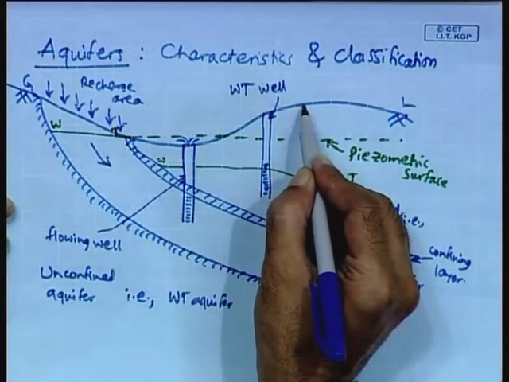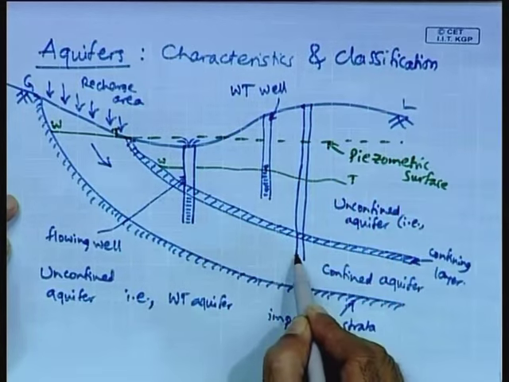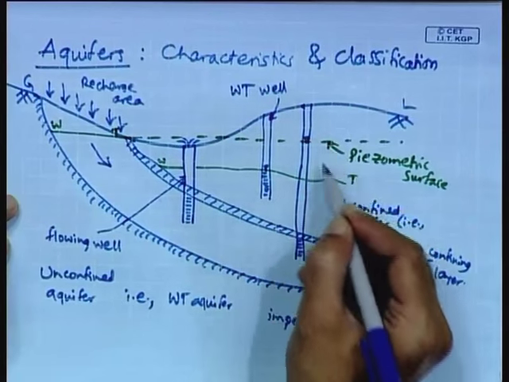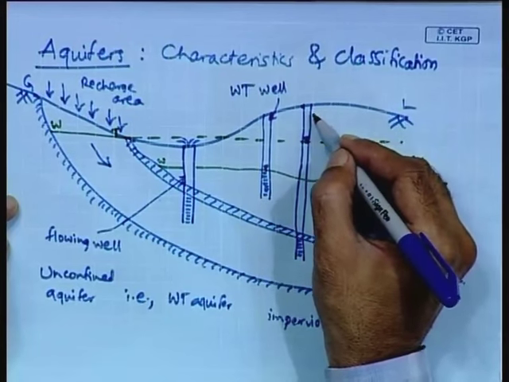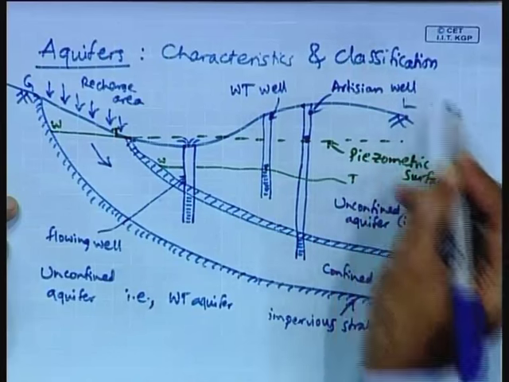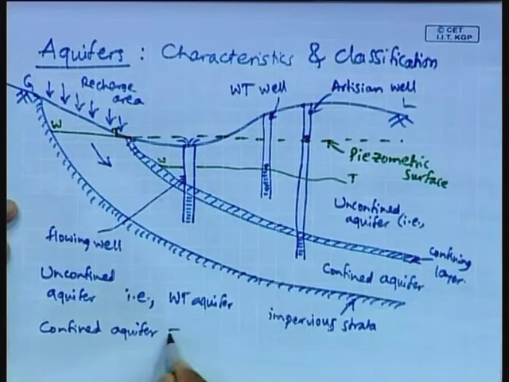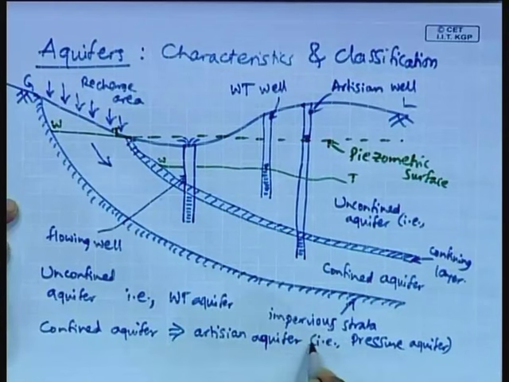And on the other hand, suppose we drill another well which penetrates the confined as well as unconfined aquifer. So, here the water table corresponds to this one, and the piezometric surface, and this well is known as an artesian well. This confined aquifer is also referred to as the artesian aquifer, which is also known as a pressure aquifer. Okay.